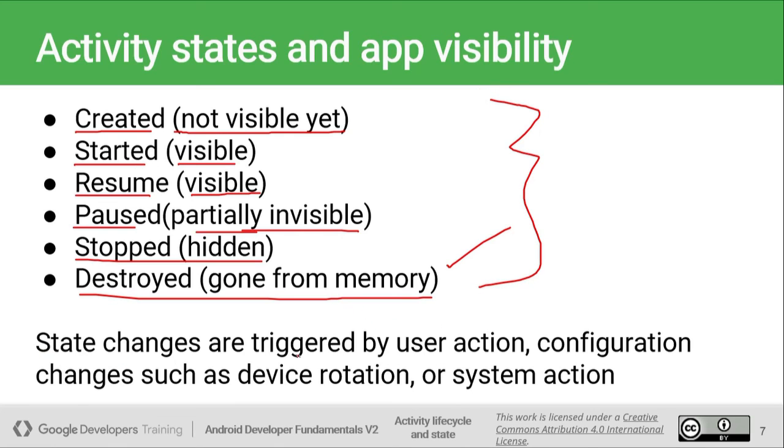State changes are triggered by user action, which we call callbacks, configuration changes such as device rotation, or system action, etc. So these states are changed according to some action, and those actions are triggered by some callbacks.